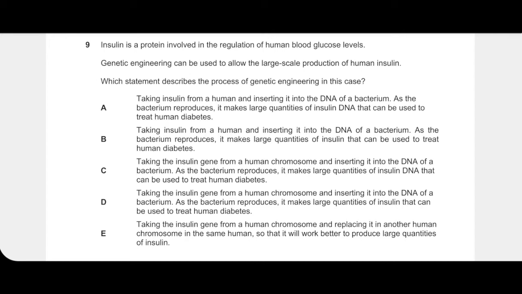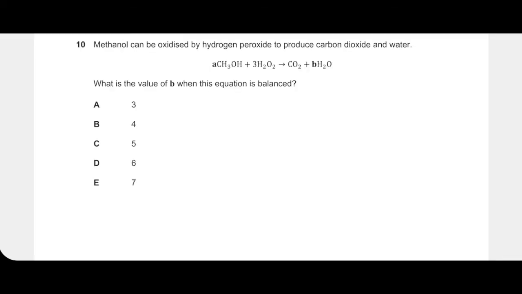So using that information, we could determine that the right answer is D. And that is question number 9 completed. Question number 10. Methanol can be oxidized by hydrogen peroxide to produce carbon dioxide and water. The equation is given below. What is the value of B when this equation is balanced?